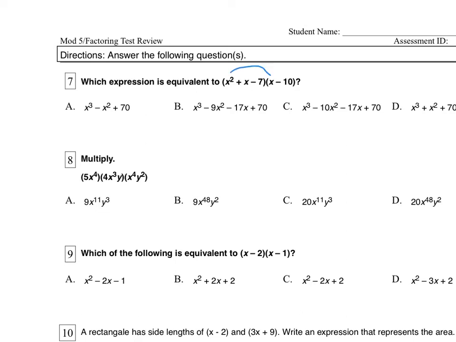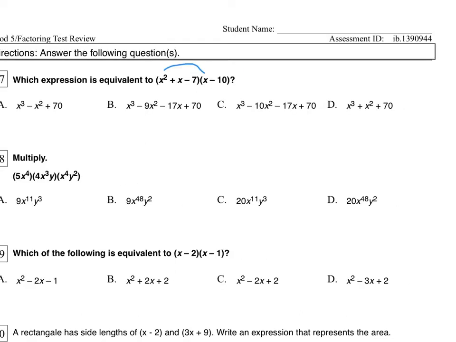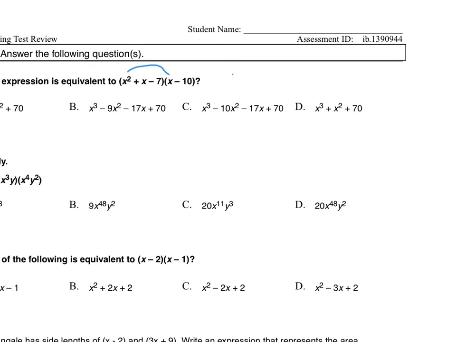So I still distribute. So x squared times x is x cubed. X squared times negative 10 is a negative 10x squared. Then I take the x and distribute it, and we get x squared. X times negative 10, negative 10x, distribute this negative 7. You get negative 7x and positive 70.